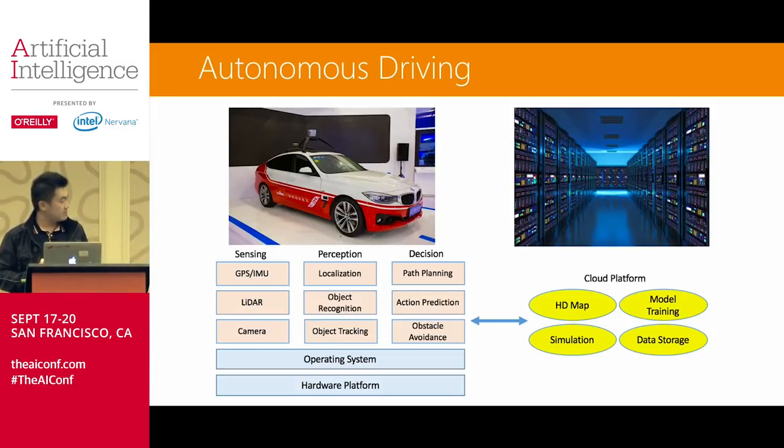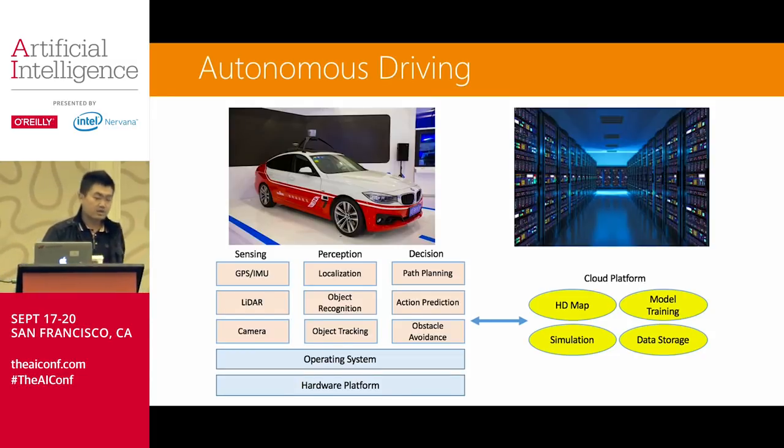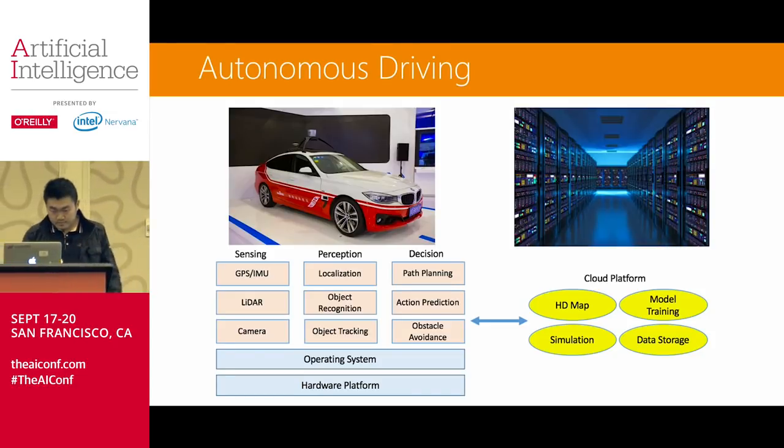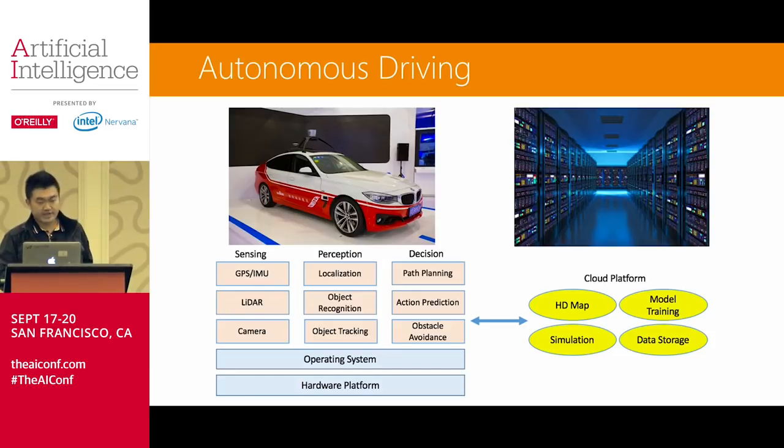At the end, it's the brain, the actual brain of the autonomous driving pipeline. We have path planning. How do you plan your path? And then how do you do action prediction of other obstacles and vehicles? And then how do you avoid those vehicles? So these are just the algorithms. There are a lot of algorithms involved.